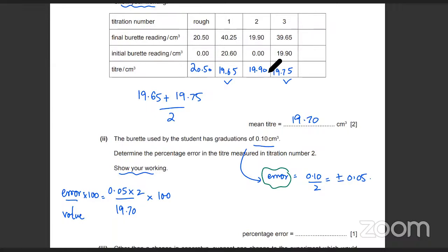Javed, the least count is actually 0.1 in a burette. The reason you write it as 2 decimal places is because the error is actually to 2 decimal places.